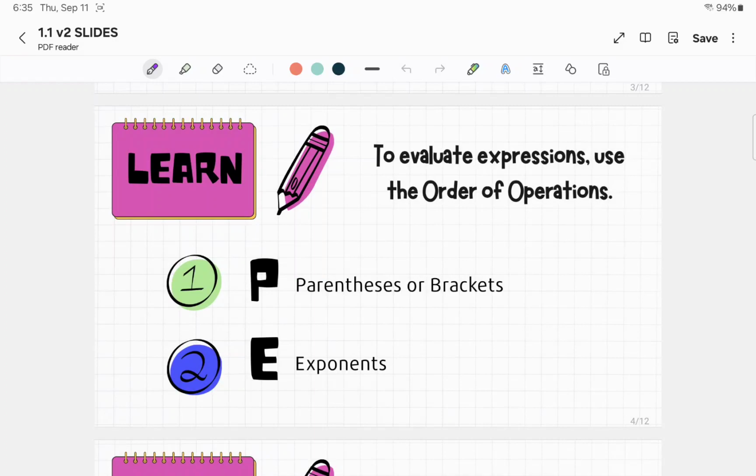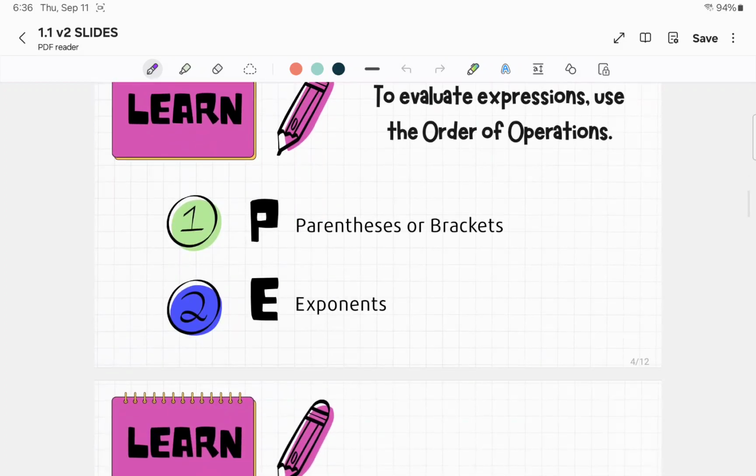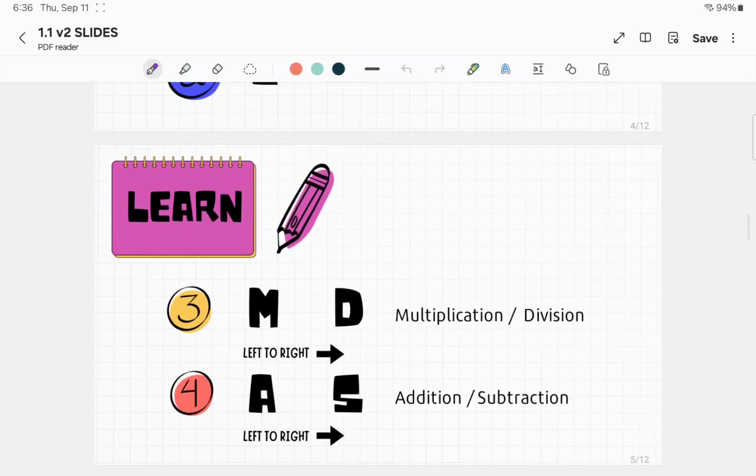To evaluate expressions, use the order of operations. There's a certain order that you have to do this in. The first thing you're always going to do, if there are any parentheses or brackets, is do whatever is inside of there. So your parentheses always come first. Your second thing is exponents. That's the P and the E of PEMDAS, P-E-M-D-A-S. And so you're always going to do P and E first.